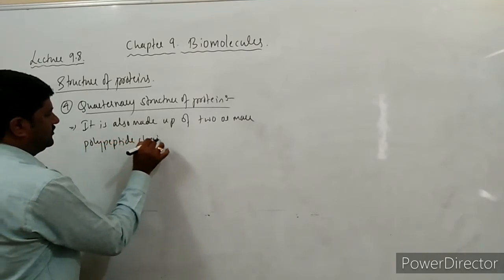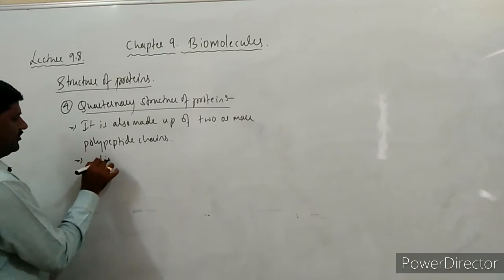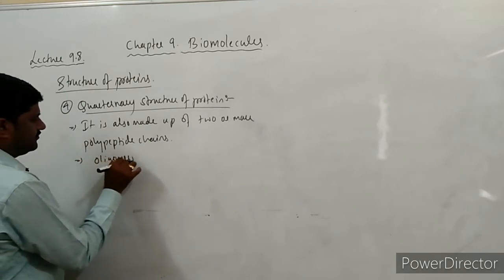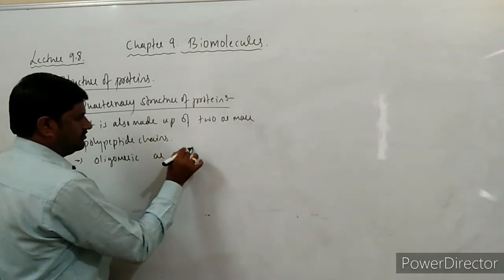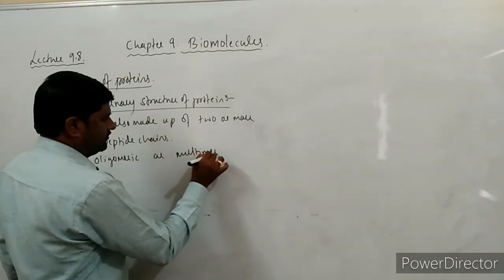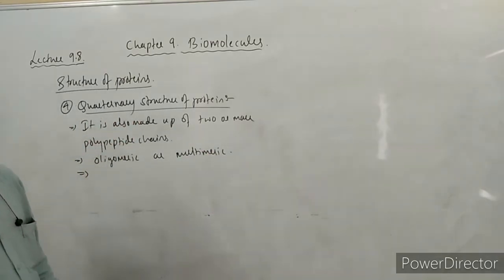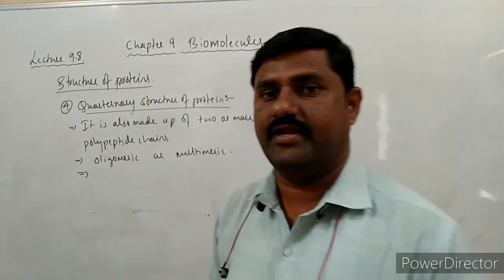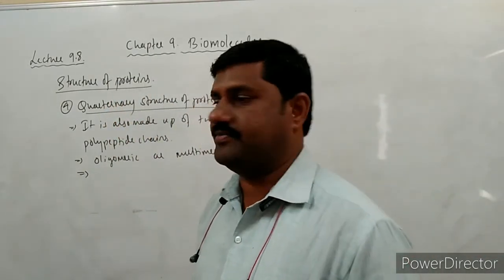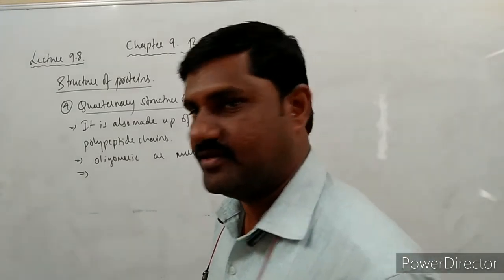Polypeptide chains itself. So that's why they may be oligomeric or they may be multimeric in structure. Oligomeric or multimeric means many polypeptide chains may be there. So a minimum number of polypeptide chains may be present over here.